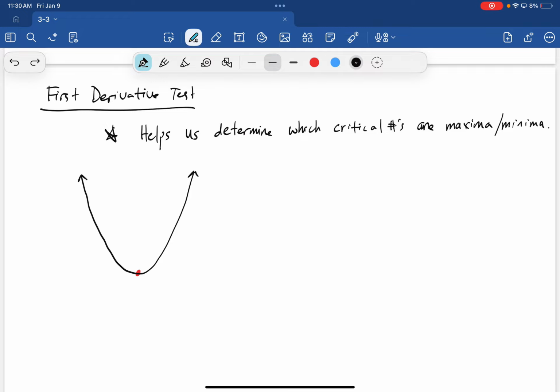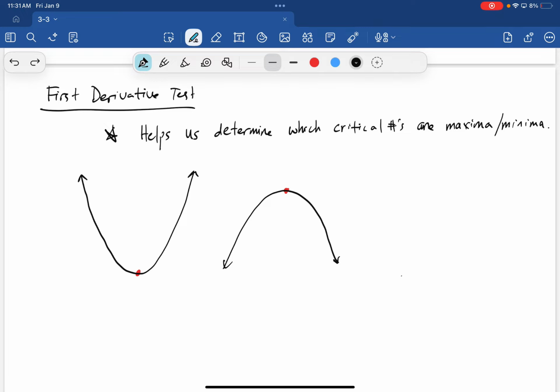On the other hand, let's say we had negative x squared, a downward-facing parabola. This one also has a critical number at this point, because the slope is horizontal there. But instead of being a minimum, this one is a maximum.